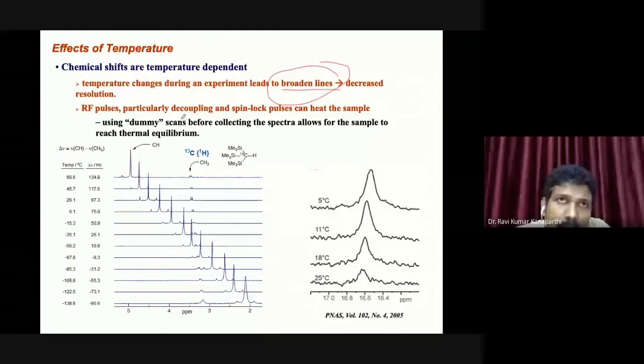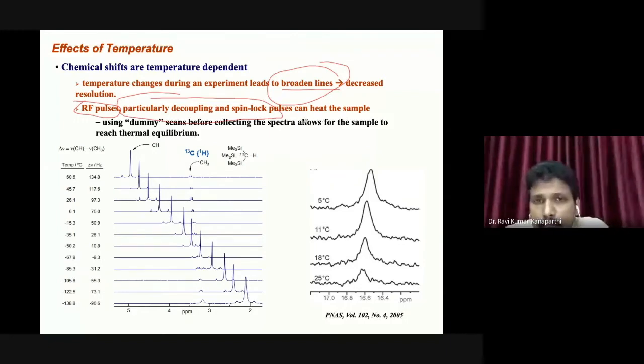But suppose during the experiment there are certain parameters which can contribute to the chemical shift values. For example, we use a radio frequency pulse, and then we use the decouplers and spin locking pulses to perform the NMR experiment as a part of the routine experimental procedure. These steps can cause a little bit of heat to the sample. In such a situation, normally the peaks will be broadened and the information will be lost. So one has to remember that.